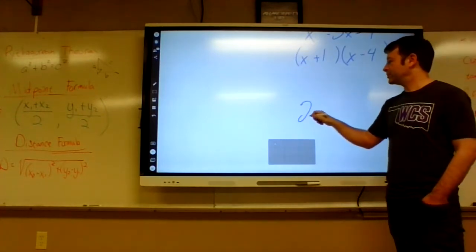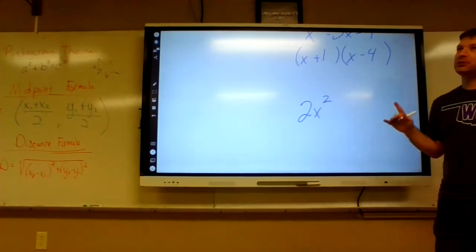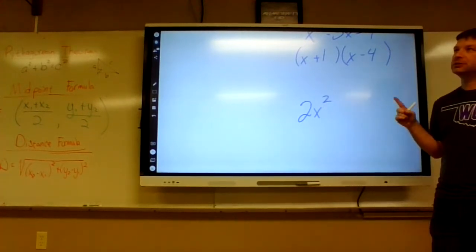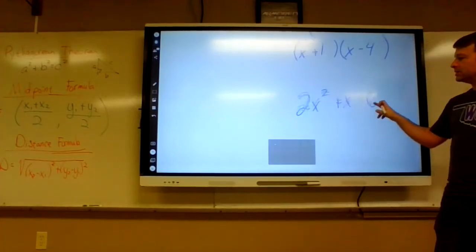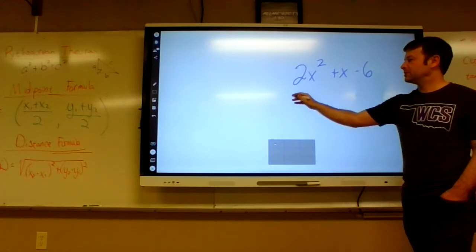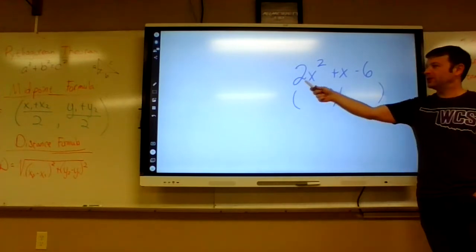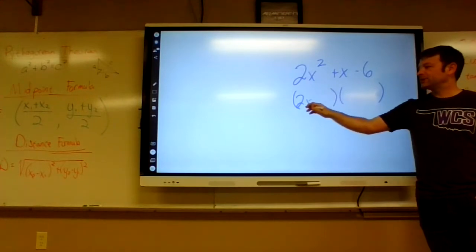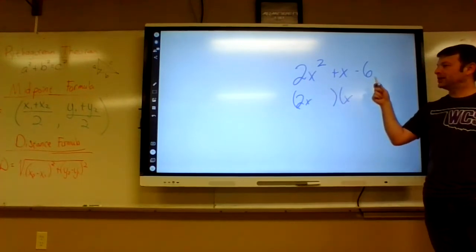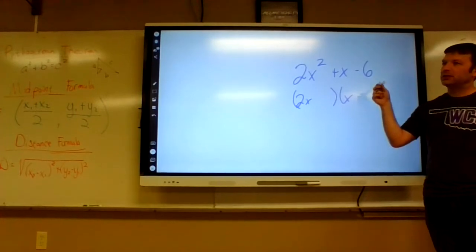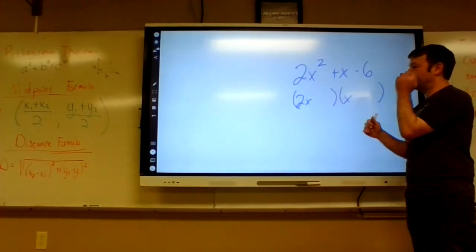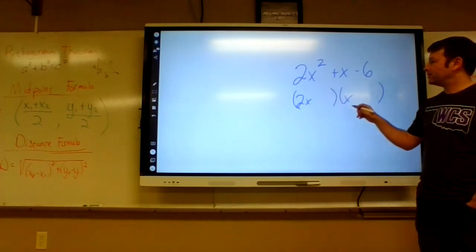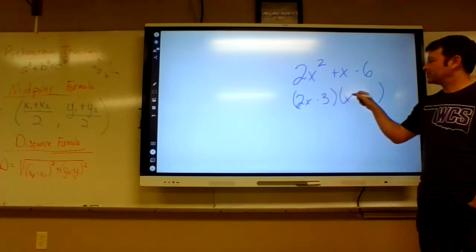There was a harder version. Hold on, I gotta think about it for a second. That was like this with the number on front. You guys remember how this went? What goes into 2x squared? 2x times x. What goes into negative 6? 2 and negative 3, negative 3 and 2. You gotta kind of play around, see what works. I think this one is negative 3 and 2.